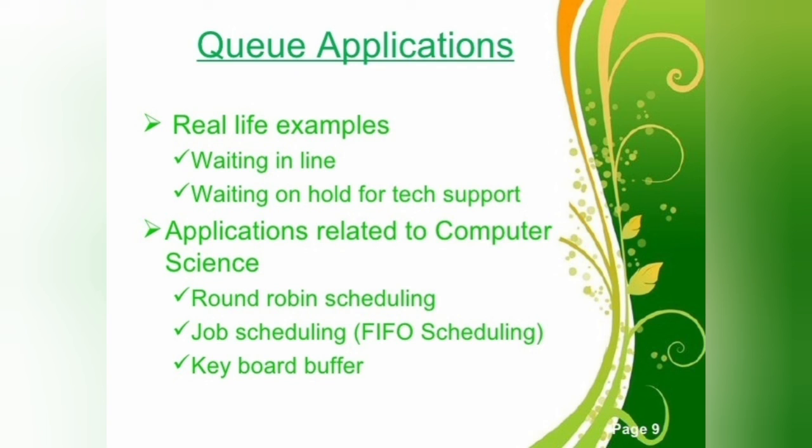Then what are the special applications related to computer science? Let us see. We are all familiar with job scheduling methods like round robin job scheduling, and keyboard buffer. These are the main applications of queue in computer science. Hope the topic is very clear to you.